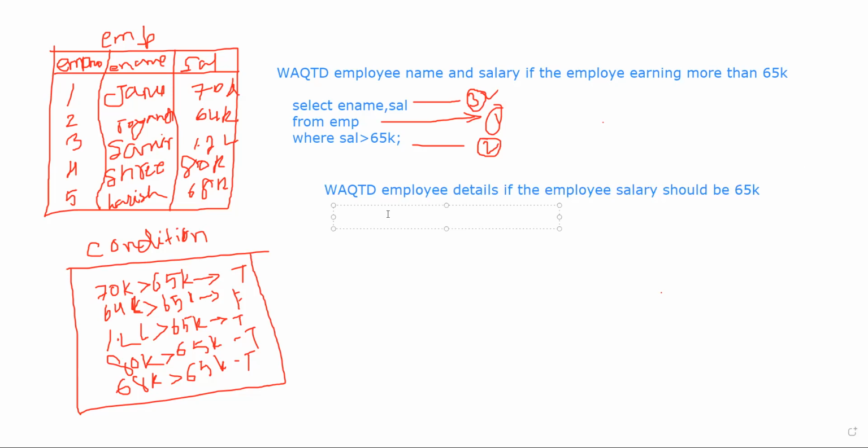Select employee number. What do I want? Employee details, so select star from employee, where salary equals 65K. Yes, sir, 65K. Understood, everyone? Okay, guys, write down this question also.